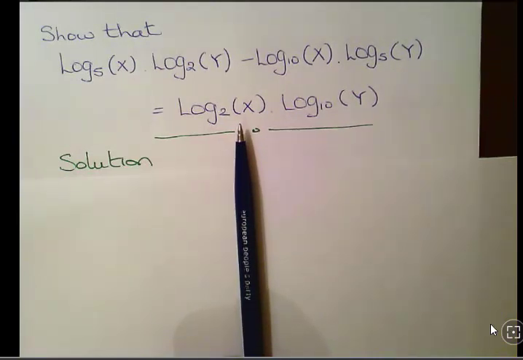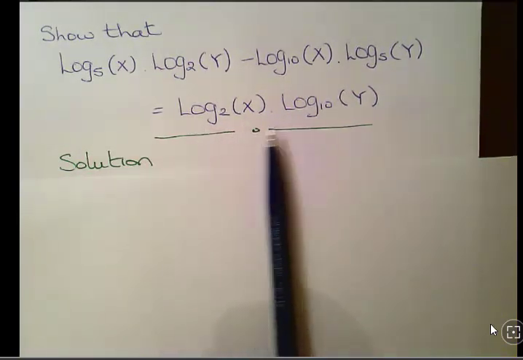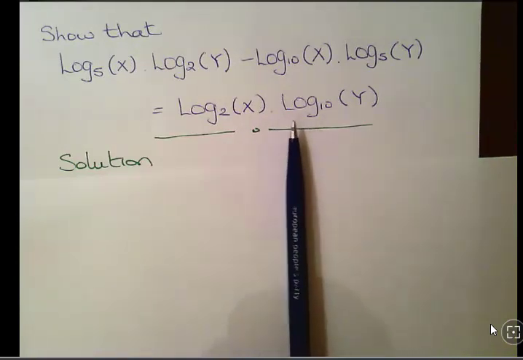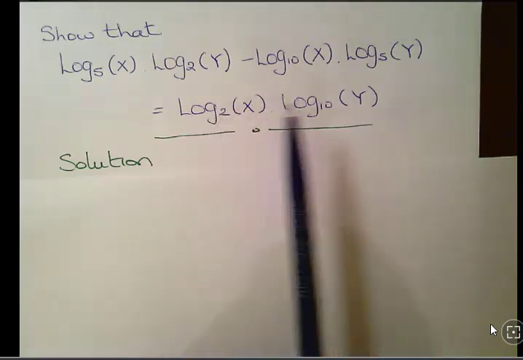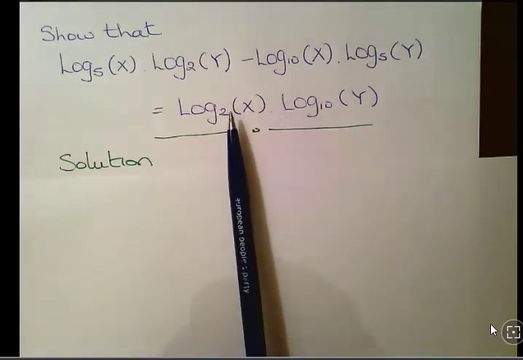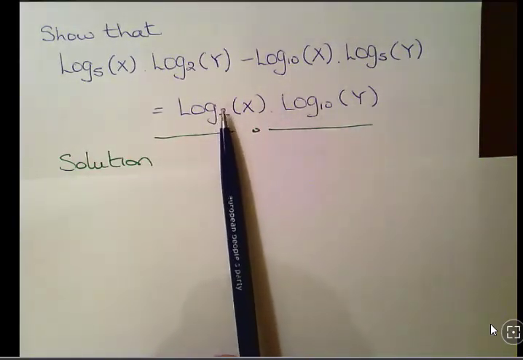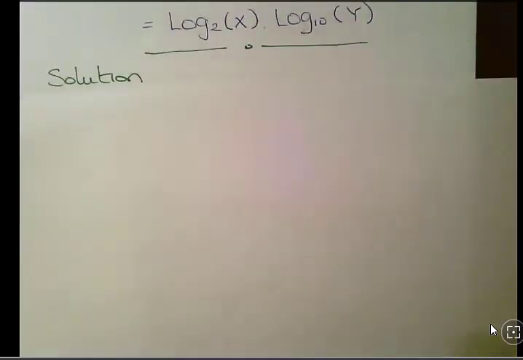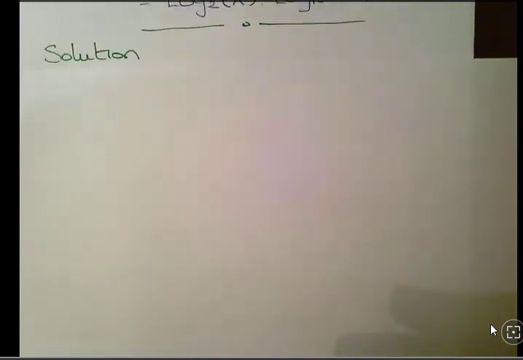So what I'm going to do is start off with the right hand side. I'm just going to start off with this bit here, log of x to the base 2 times log of y to the base 10. I'm going to let that equal a and that equal b. So we have an expression here, and I'm going to rephrase the right hand side as a times b.